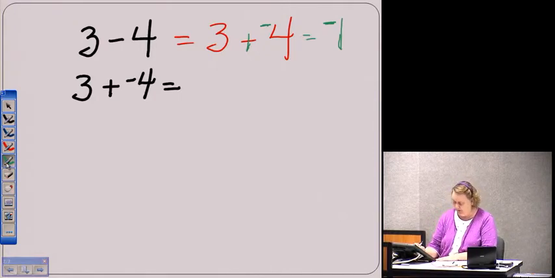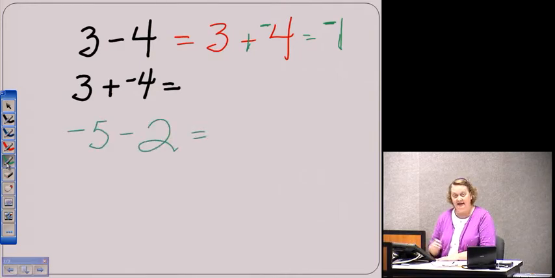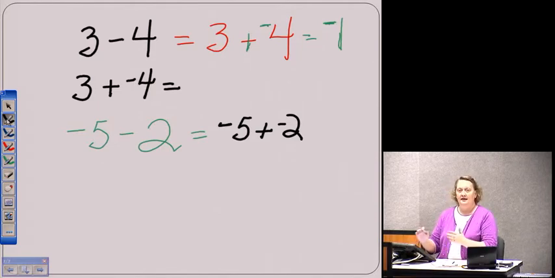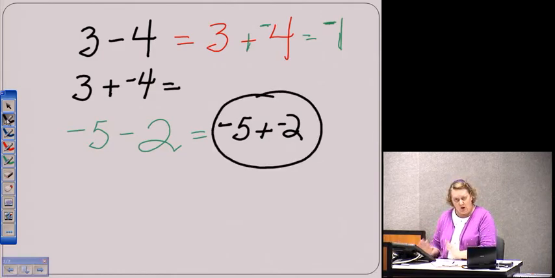Let's look at another example. Negative 5 subtract 2. Again, this 2 is going to become a negative. We know that because it's going to become negative 5 plus a negative 2. And again, if you can see it here, you don't have to rewrite it in the second part. If you can think it, you don't have to write it. If you see it here because it looks like a negative 2, it acts like a negative 2, you don't have to rewrite it unless you're having a lot of difficulty.